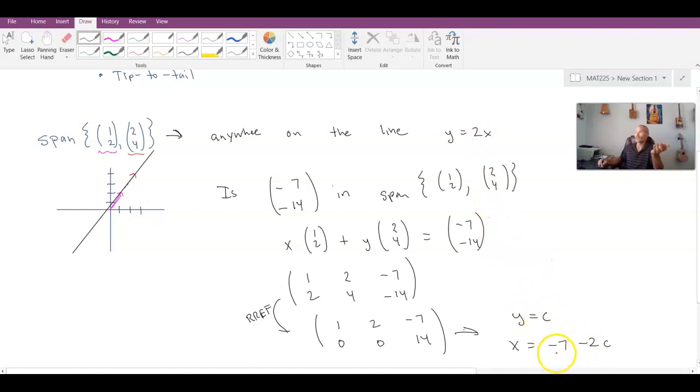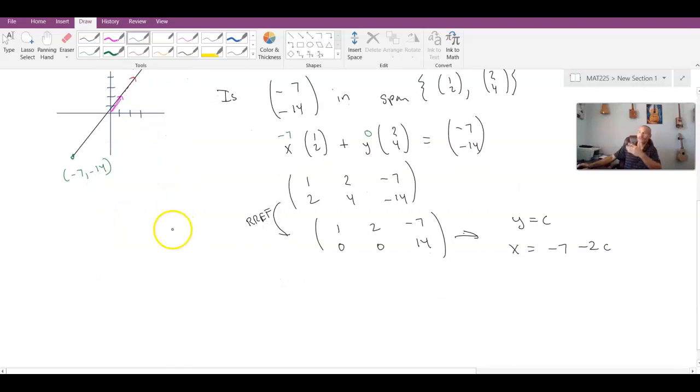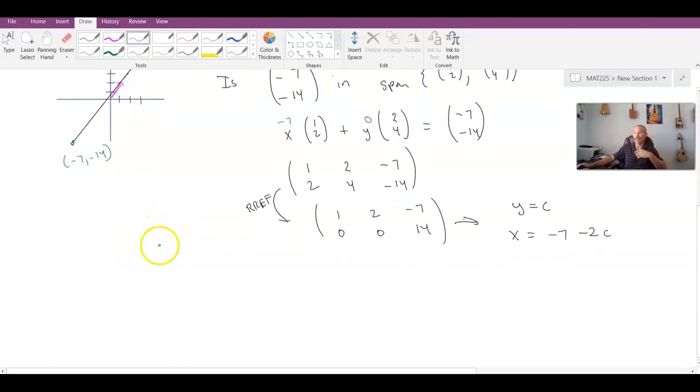If y equals 0, then x is negative 7, which means just take negative 7 times the 1, 2 vector plus 0 times the 2, 4 vector, and that will put you out over here at the point negative 7, negative 14. Now, that's the case where you can have two vectors, but you can only make it along a straight line. That's when they're going to be multiples of one another.